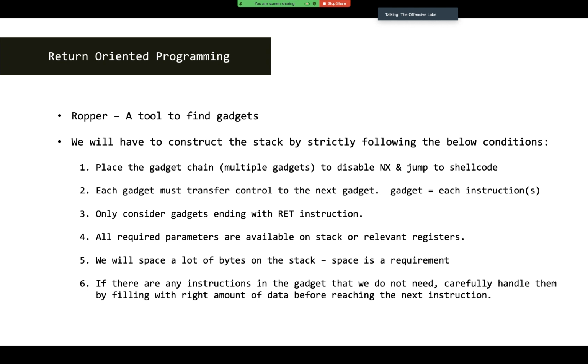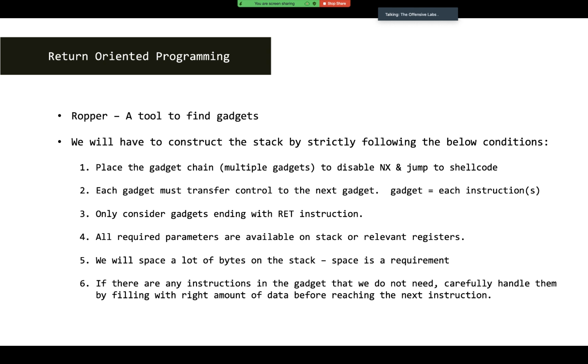And the next step, each gadget must transfer control to the next gadget. If you remember the return to libc attack, we have used this particular concept already. The gadget that we were using was actually making use of the ret instruction at the end. So whenever we select a gadget, we will have to ensure that the gadget has a ret instruction at the end. Number 3, consider the gadgets ending with ret instruction. So that's the same thing.